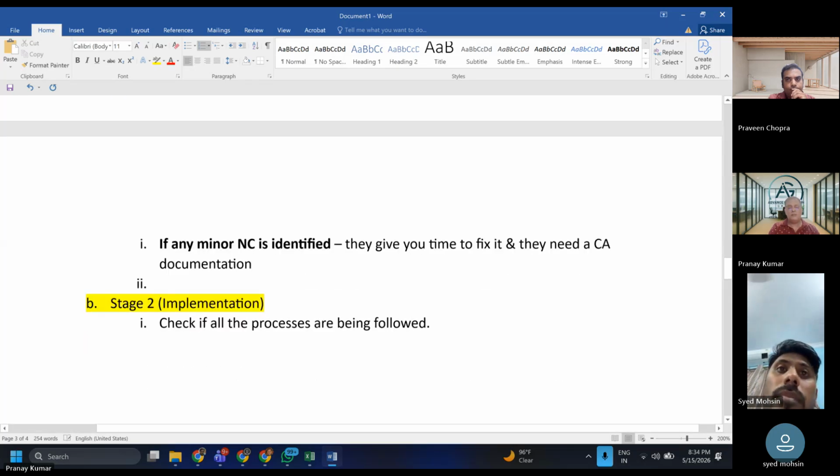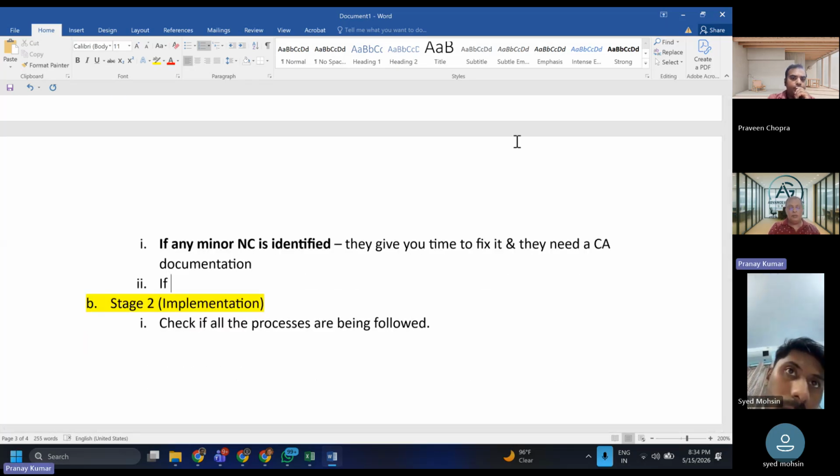If a major NC is found, the certificate is gone. Which means they will come back again for looking at your documentation. They will give you time and they will do the audit again. But if you get into this kind of trouble, you are almost gone. They will come back 6 months later.